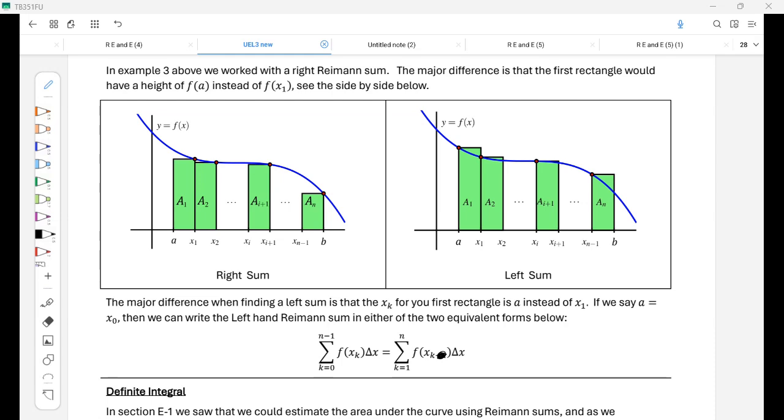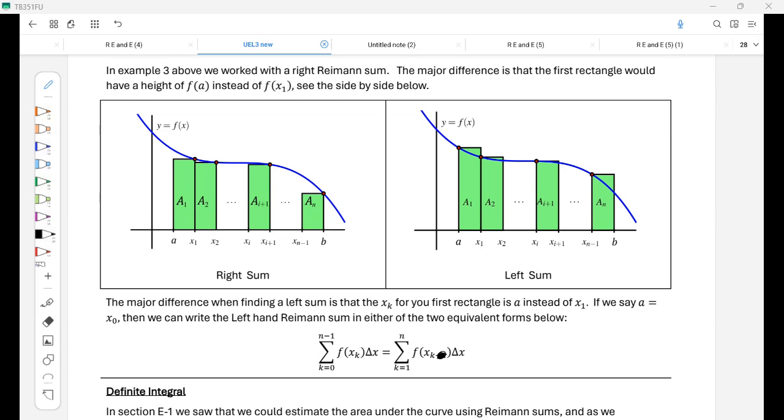You can do this with a left sum, a right sum, a midpoint sum, or a trapezoidal sum. We're going to cut that in half and only look at right sums and left sums, okay? The major difference is where the rectangles get their height from. Up here, I have it in the order that we did it in. We did a right sum last Friday, and this is what a left sum looks like.